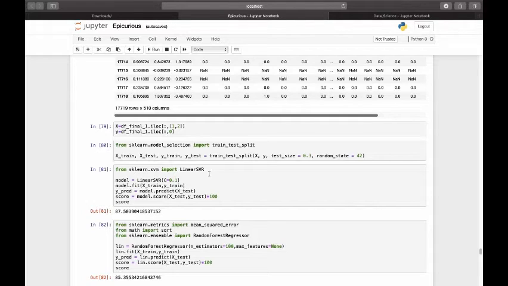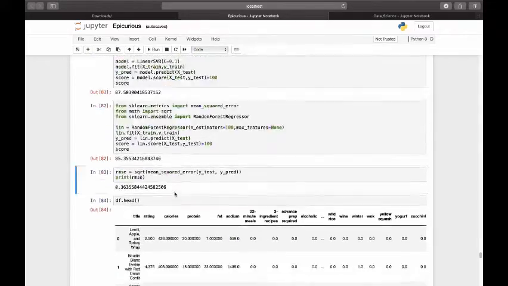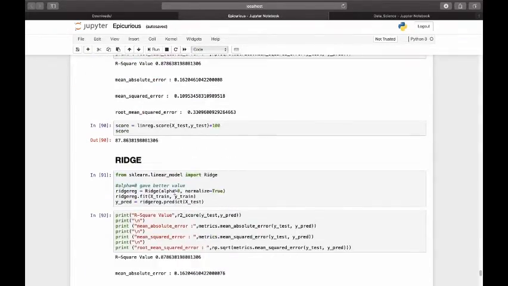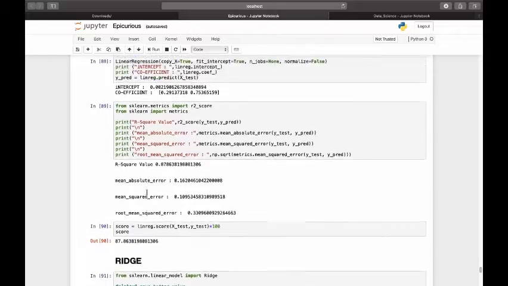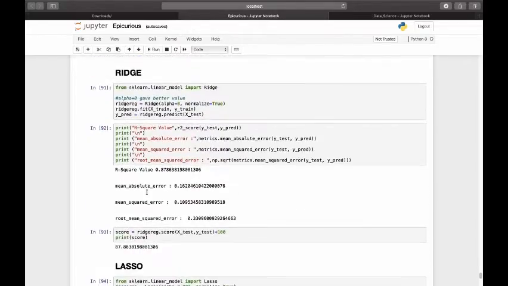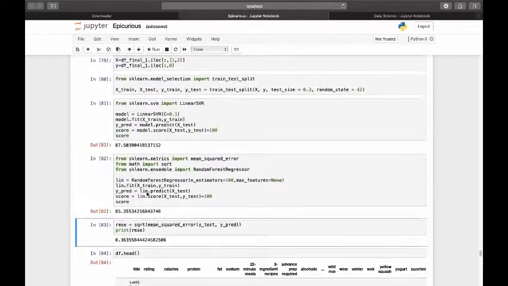SVM is known to not handle large data sets very well. So we had to directly use linear SVR for the computational speed only, and this gave us an accuracy of 87.5, which is a little less than linear regression, surprisingly. But we had to accept it.